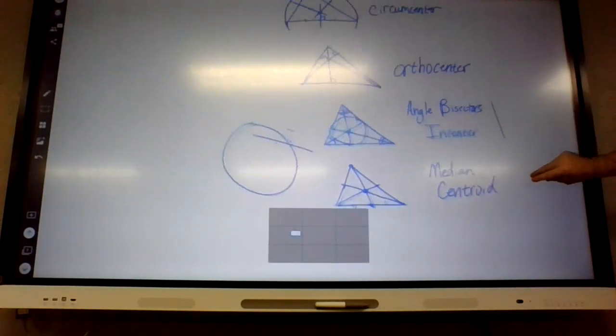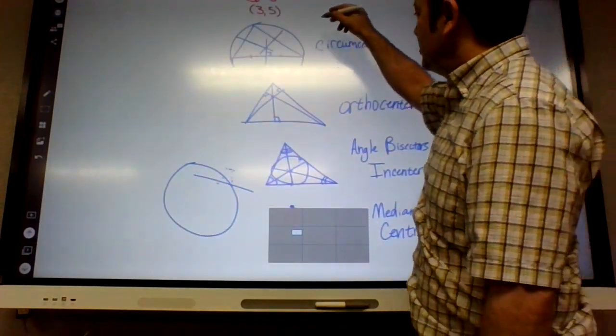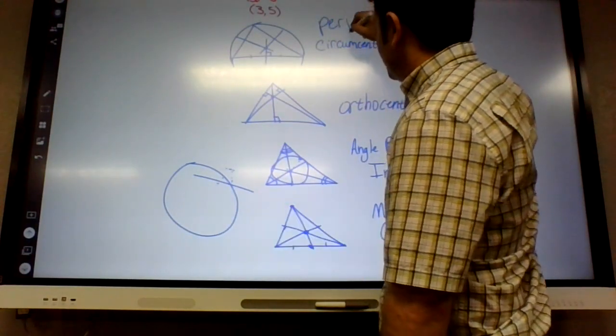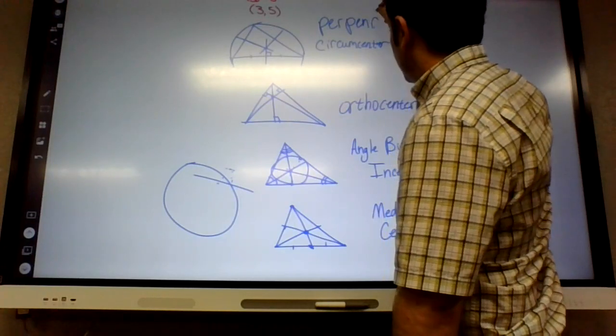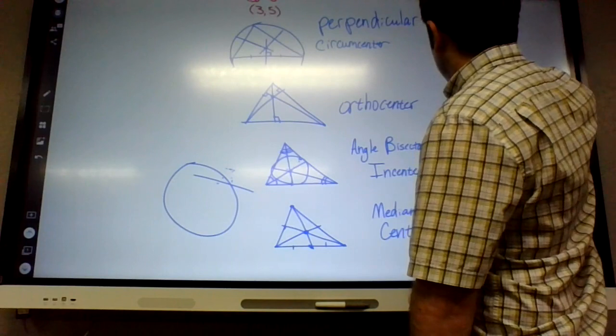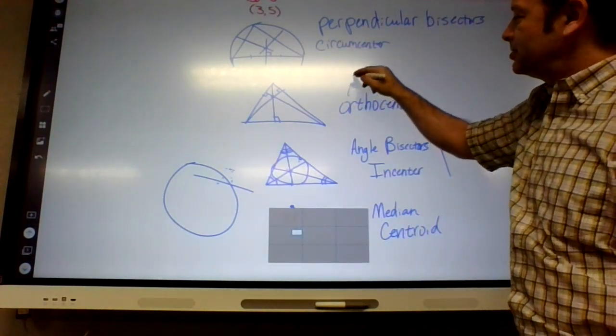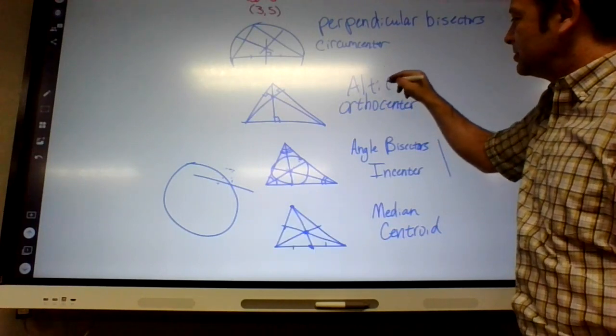Yeah, it is difficult to remember all four of these. Perpendicular bisectors, that's all there are though. There's only four. Perpendicular bisectors meet at the circumcenter. Altitudes meet at the orthocenter.